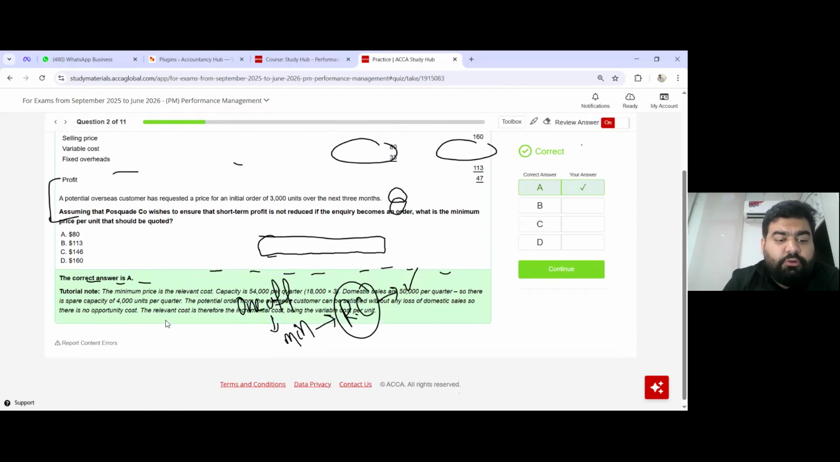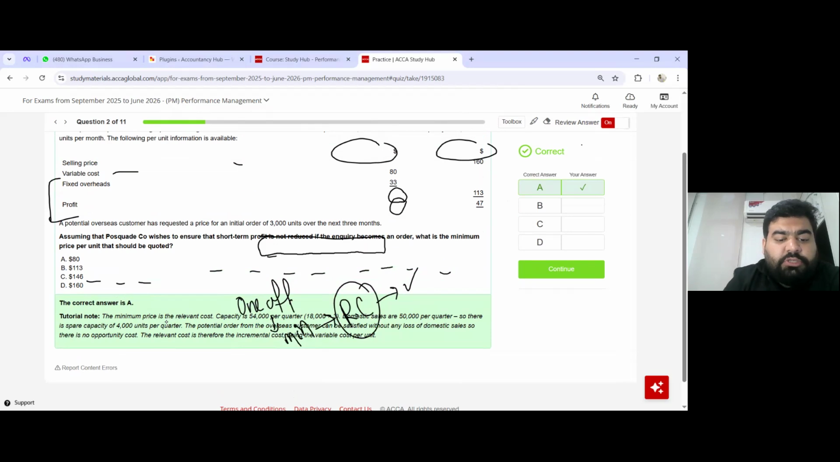Yes, answer will be A. So it's written minimum price is relevant cost. Capacity is 54,000 per quarter. That all that is written, no issue for that. The complete scenario is given, no issue.